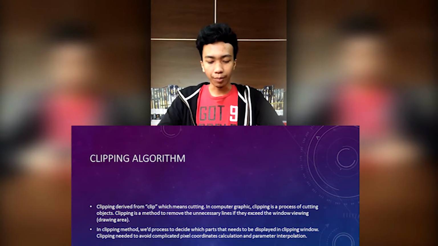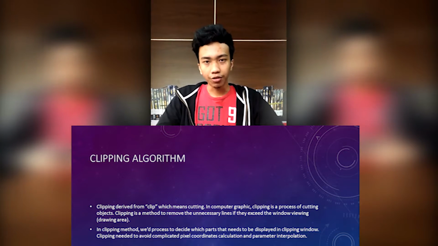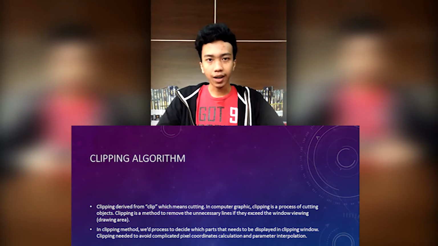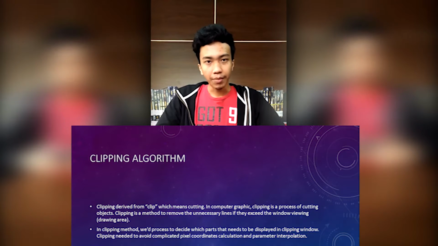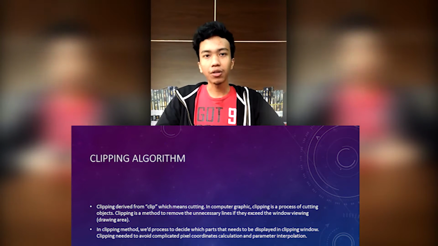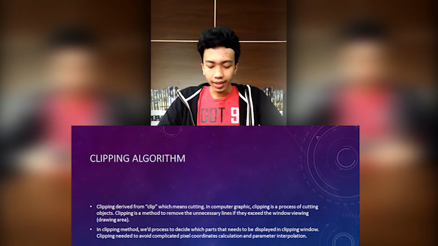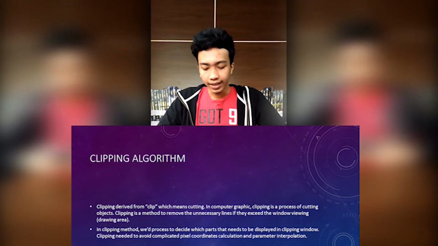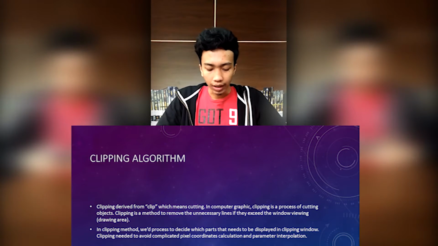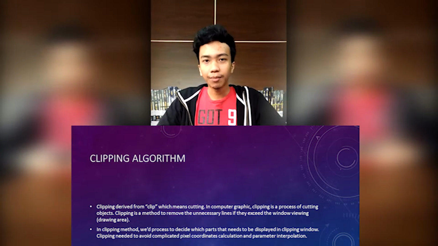Clipping algorithm. Clipping is derived from clip, which means cutting. In computer graphics, clipping is a process of cutting objects. Clipping is a method to remove the unnecessary lines if they exceed the viewing window or drawing area. In the clipping method, we decide which part needs to be displayed in the clipping window. Clipping is needed to avoid complicated pixel coordinate calculation and parameter interpolation.